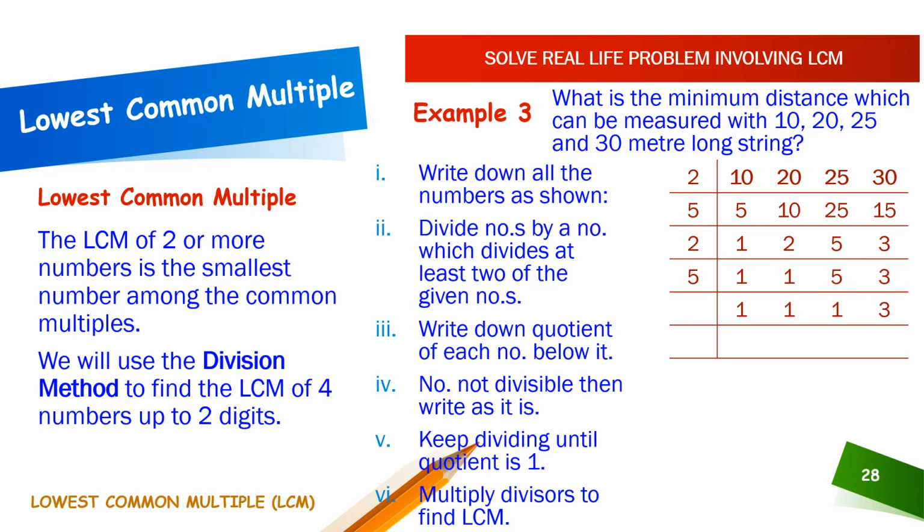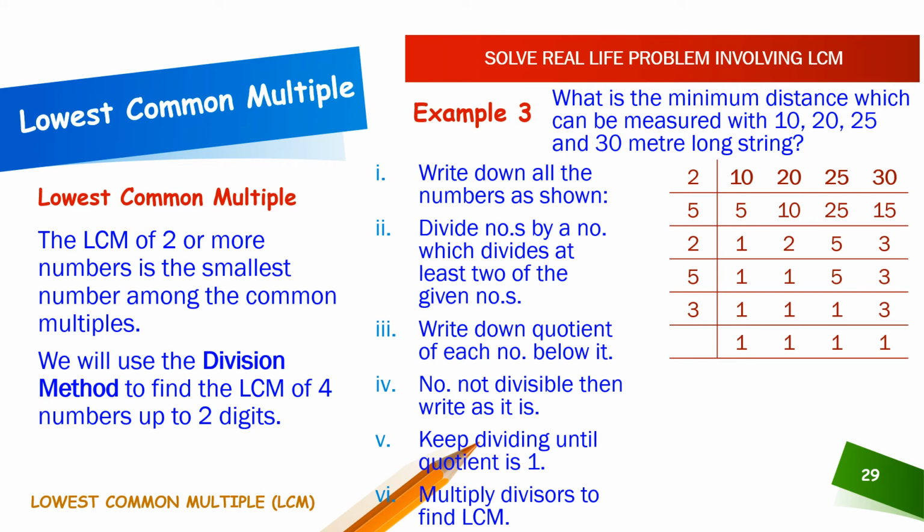Now divide by 5, as there are no other numbers which are common divisors. We leave 1 as it is, since it's indivisible by 5. Similarly for this one, 5 divided by 5 is 1. And finally 3 needs to be left as it is, as we cannot divide by 5.